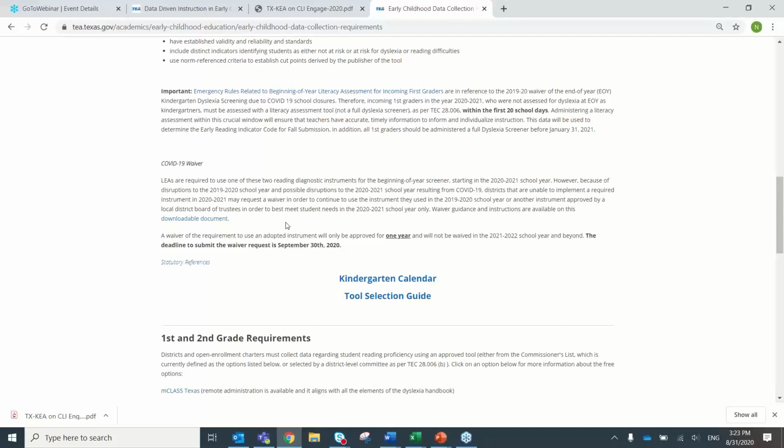No, we are using MClass. Oh, good. Oh, so you're good. Yeah, you will be fine with the waiver for kindergarten, and MClass is set up and ready to administer assessments remotely if that's what you all are doing. So you should be in pretty good shape. But again, read through the website, and if you have any lingering questions after, please do email us. Okay, great. Thank you.